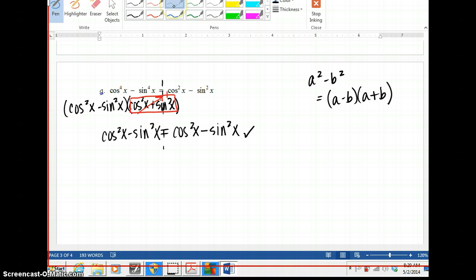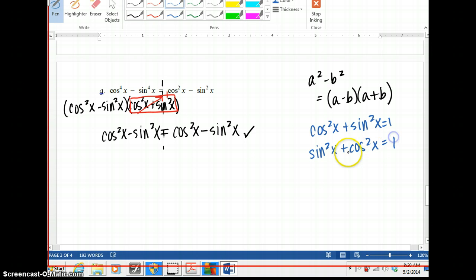Just a quick note here. The Pythagorean identity is only when you're adding the squares of sine and cosine equals 1. We could see it written as sine squared x plus cosine squared x equals 1, but you can never be subtracting them and then tell me that that expression, that difference, is equal to 1. It's only the sum of the 2 squares.